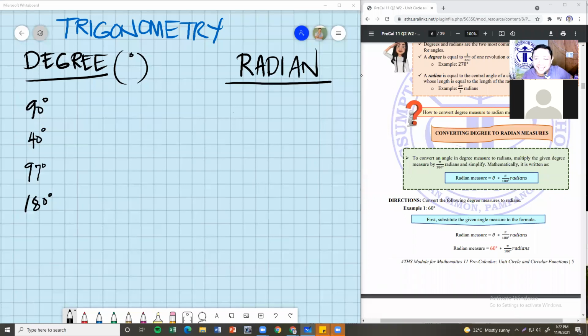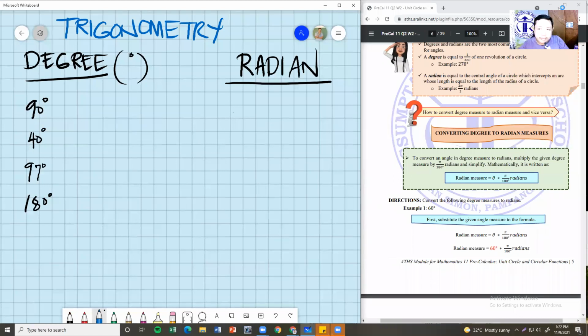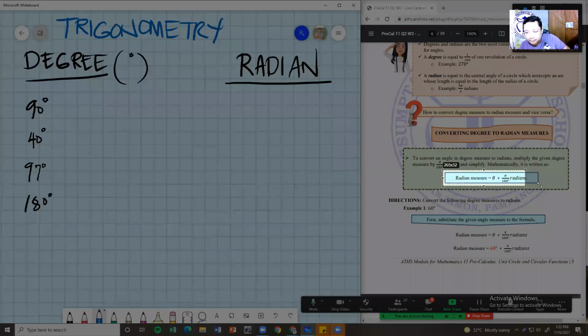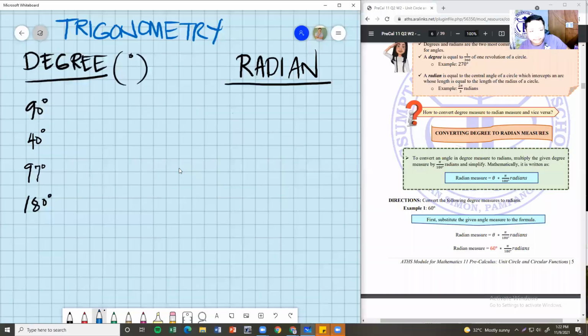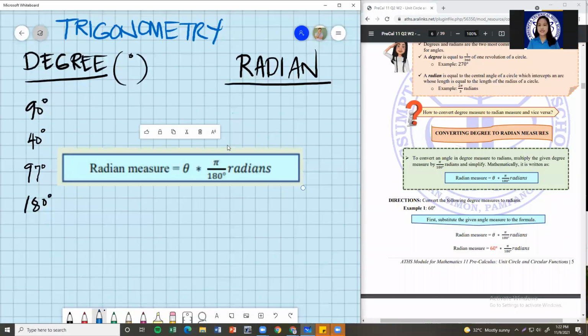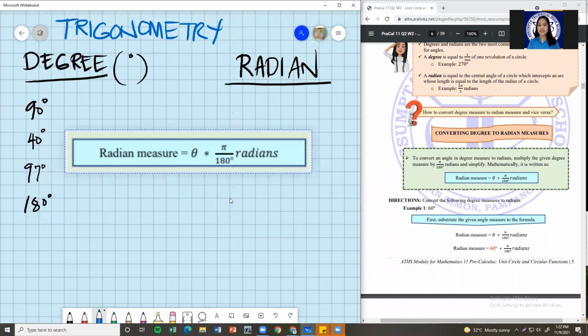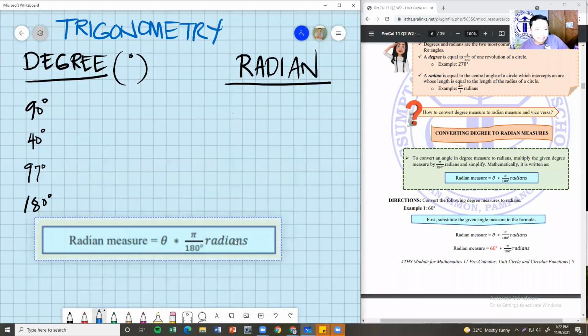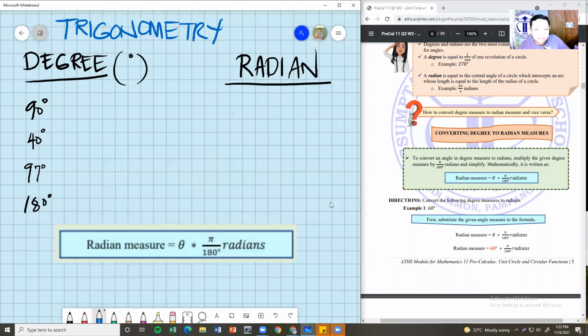Okay, so I guess you're not familiar, but now let's make everything clear. Yes, that's right. Every degree measure has an equivalent radian measure. And how is that? We just have to use a certain formula to convert degree to radian. And this is the formula. So for us to convert degree measure to radian measure, all we have to do is multiply the degree.